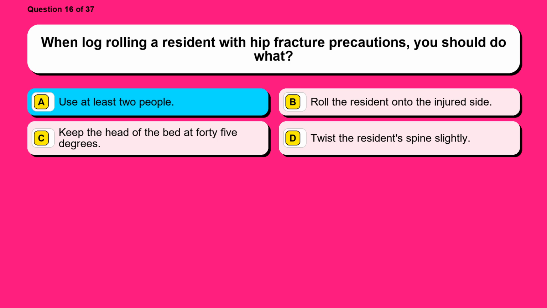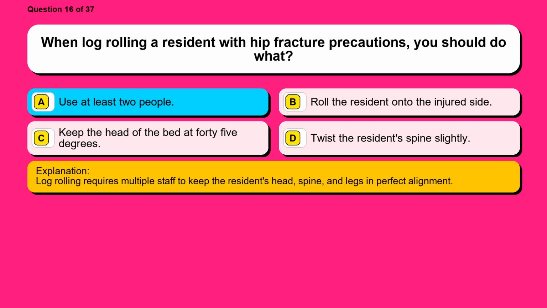The correct answer is option A, use at least 2 people. Log rolling requires multiple staff to keep the resident's head, spine, and legs in perfect alignment.